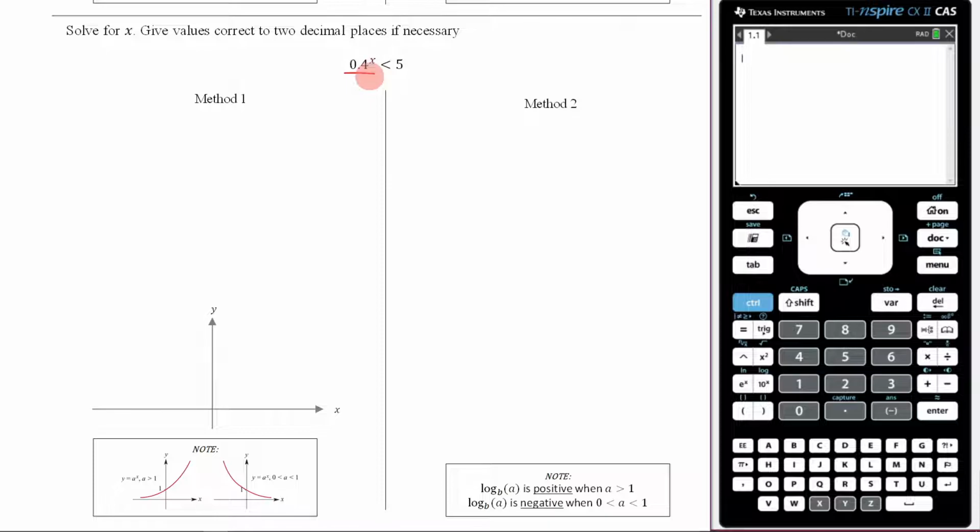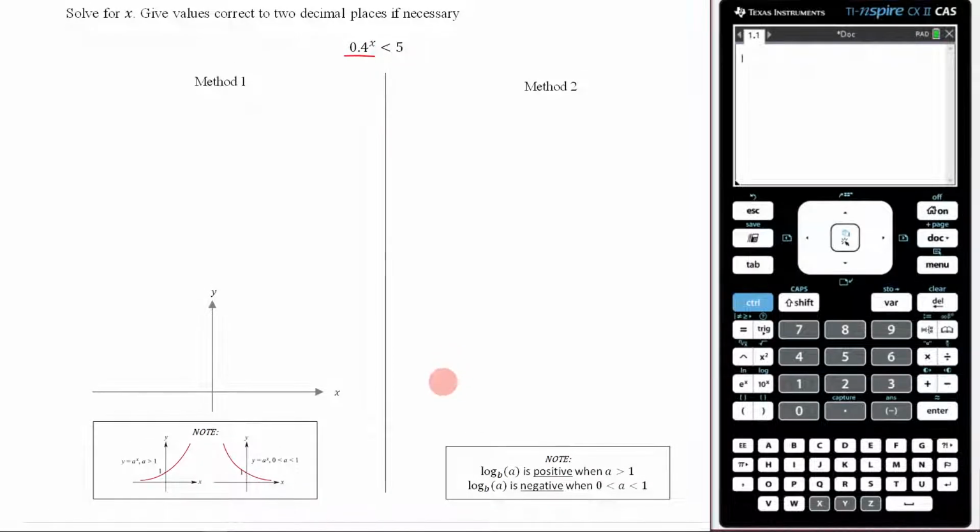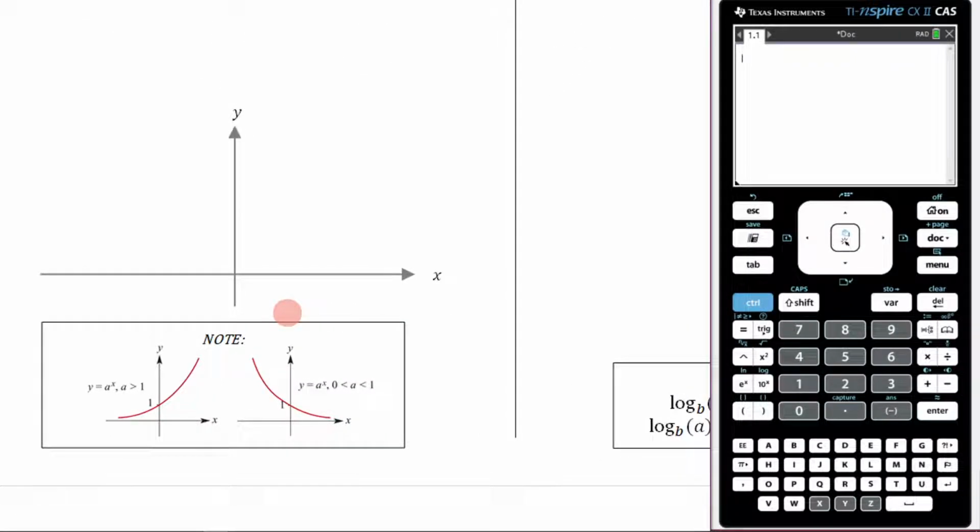Now this is where you have to be careful. I feel like a lot of us, and tell me if you made this mistake, just immediately drew it like this. Well, that's not going to be the case, and the reason why is that my base is less than 1. So this tells me that if the base is between 0 and 1, I have a reflection occurring in the y-axis. So that means my graph is actually going to look like this. It's going to be y is equal to 0.4 raised to the power of x.